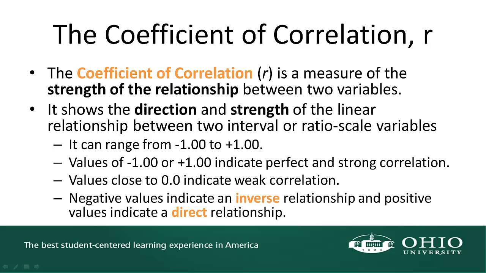Values close to 0 represent a weak correlation. So negative values indicate the inverse relationship, and a positive value indicates a direct relationship. So essentially what we mean by that is if we have a positive relationship or a direct relationship, as we increase some sort of value, let's call it x, in this case the other value, y, will also increase. If we're talking about a negative or an inverse relationship, as x increases, y decreases.